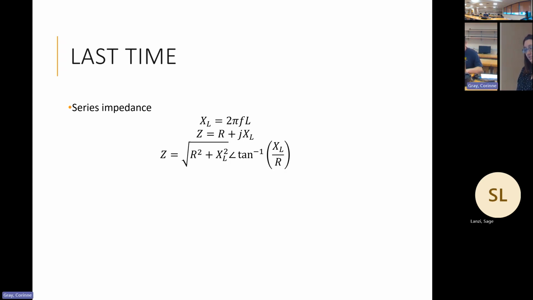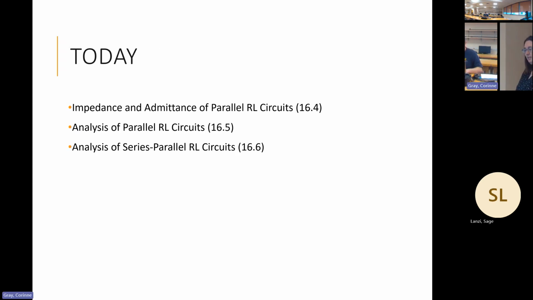Any questions from last time? Today we're going to be looking at the parallel version and seeing what that looks like. So we'll look at the impedance and admittance of parallel RL circuits, talk about analyzing them, and then we will go through and talk about how to do series parallel combination circuits.